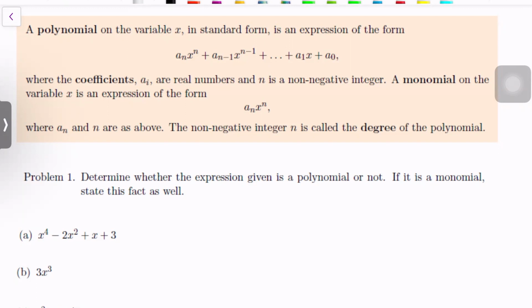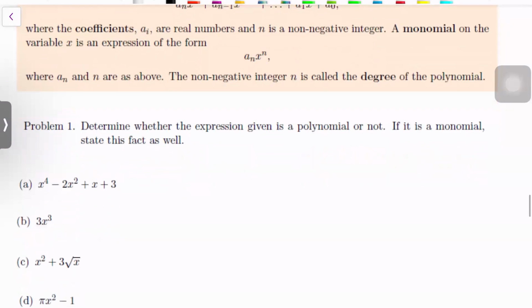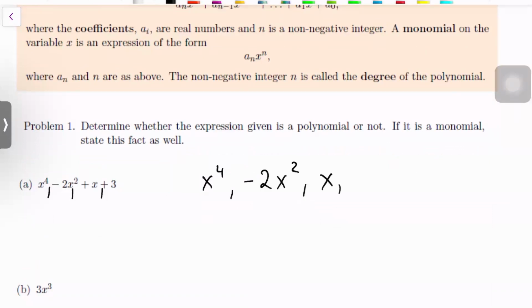Okay. So polynomials are sums of the terms of the form constant times x to a natural power, like the example A here. Now you can always list the terms of the polynomial by separating them with commas, and you would see all the terms: x to the power 4, -2x squared, x, and 3. Those are all the terms.